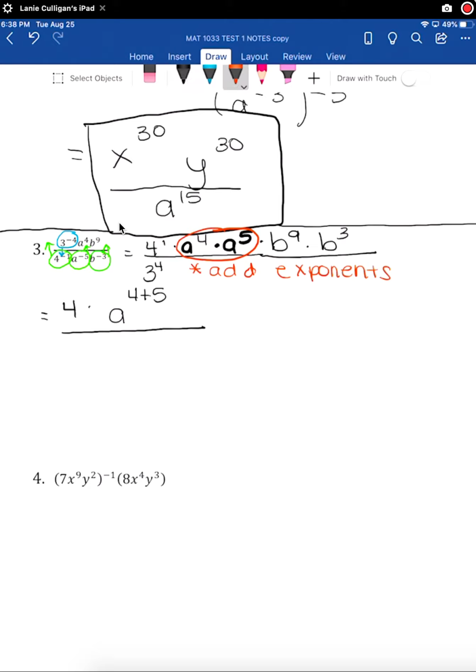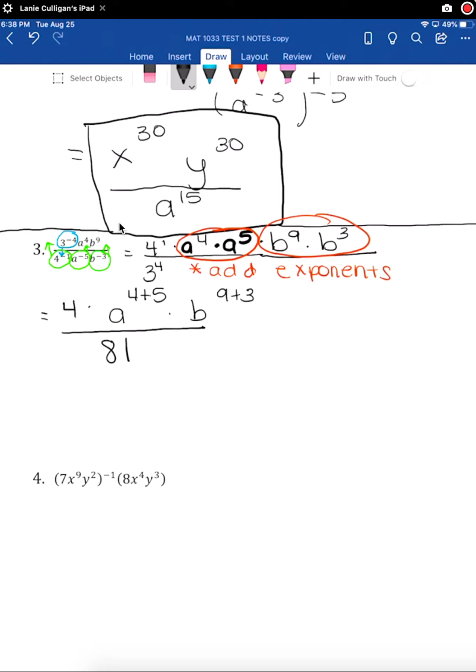Same thing with our b's. b to the 9 times b cubed. We're multiplying those two terms together, so that means we're going to add our exponents. So b to the 9 plus 3. And then on the bottom we have 3 to the 4th. My calculator, 3 to the 4th power, or 3 times 3 times 3 times 3, will give me positive 81. So that's the only thing left over on the bottom.